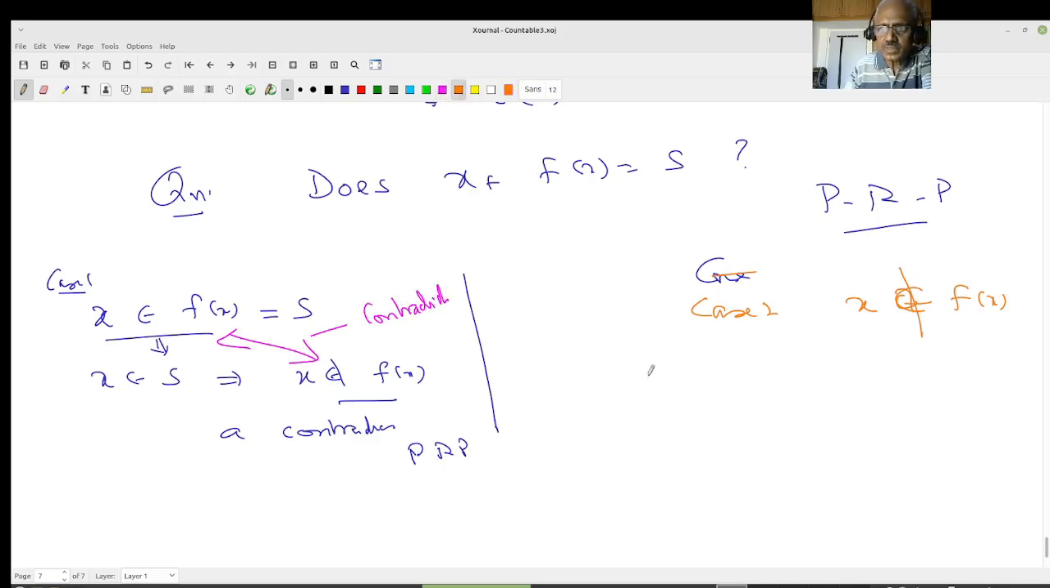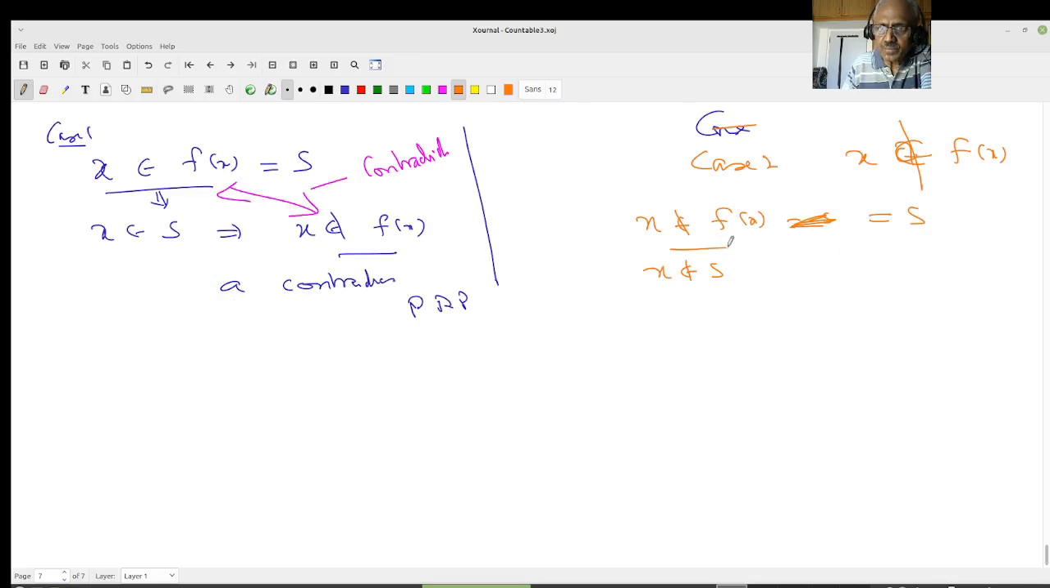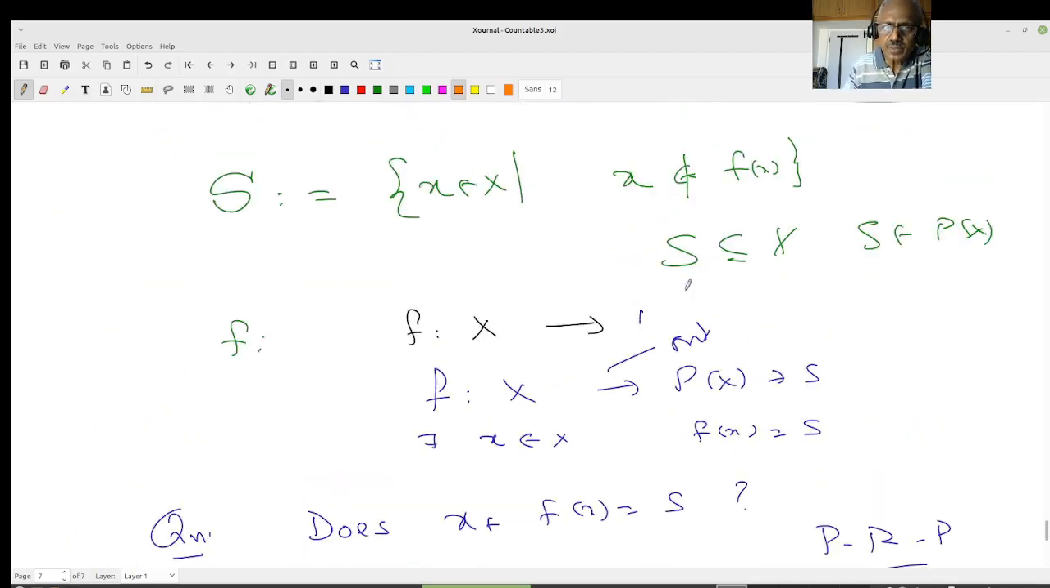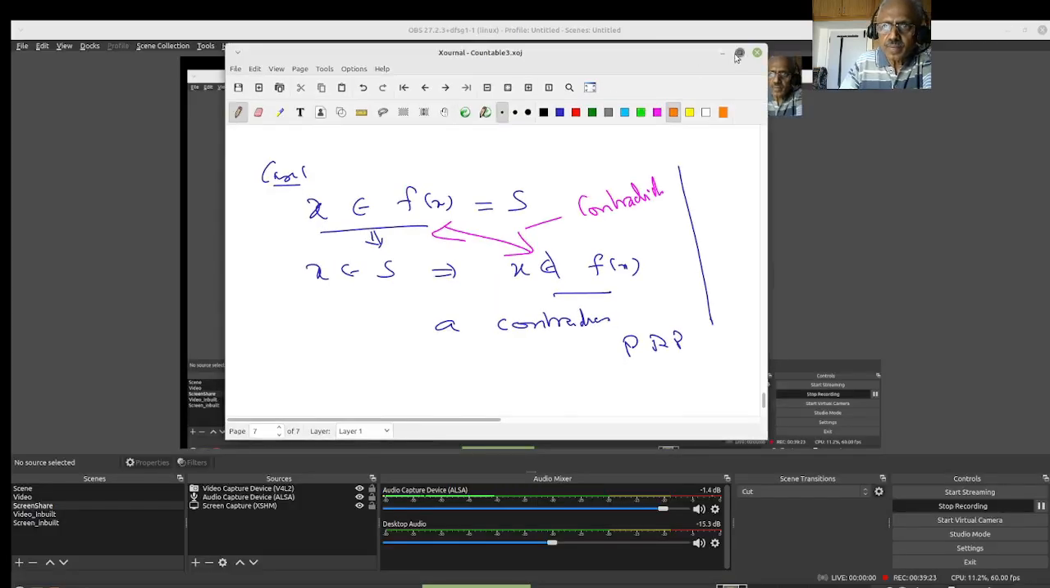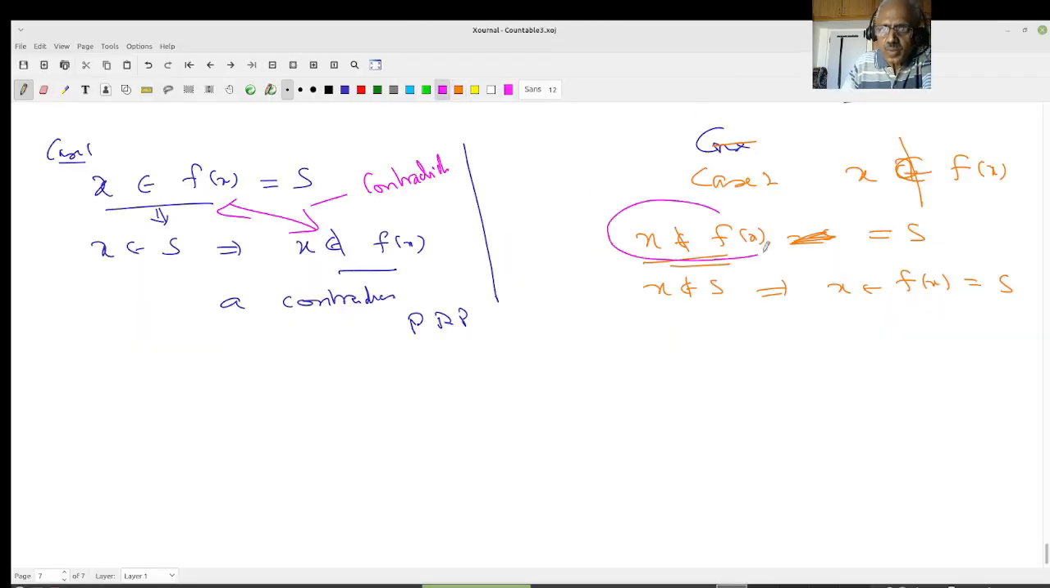Now let's look at the other case. Suppose x is not in f(x). But f(x) is S. Therefore x is not in S. But if x is not in f(x), look at the definition, that means x must be in S. That means x must be in f(x). But f(x) is S. So you start with x is not in f(x), and you arrived at x in f(x).